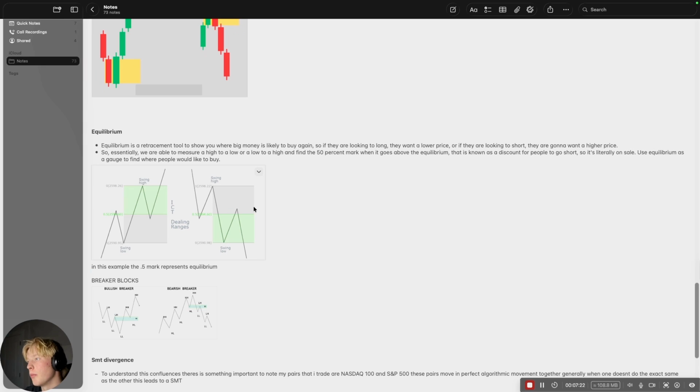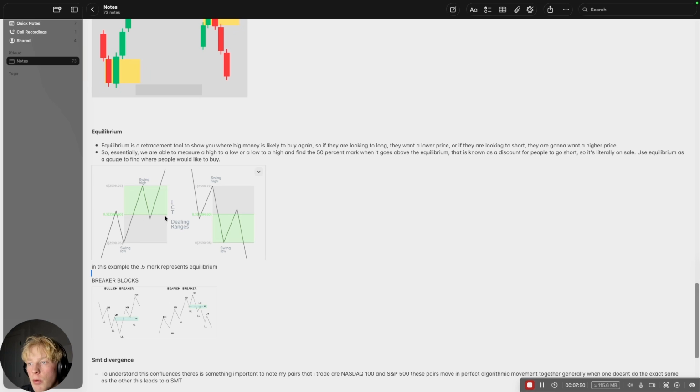Now, equilibrium. Equilibrium is probably the easiest confluence, okay? So we have something called ranges. Ranges are the price between a high and a low. It's also called dealing range, okay? So when you have a high and a low, you can mark it out with something called a fib tool, which I will teach you later. And this will give you the 0%, the 100%, and then the 50% range in between.